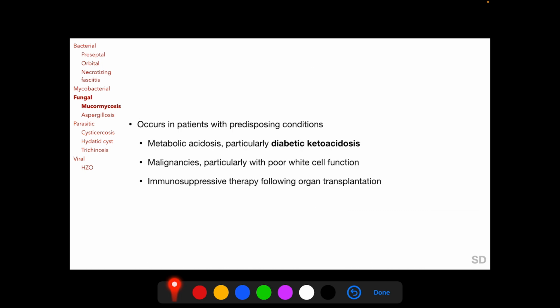Mucormycosis occurs in patients with predisposing conditions, including metabolic acidosis, particularly diabetic ketoacidosis, which is very important to remember, patients with malignancies with poor white cell function, and patients on immunosuppressive therapy following organ transplantation. So in patients with these predisposing conditions, a presentation of orbital cellulitis should first be considered to be mucormycosis unless proven otherwise.